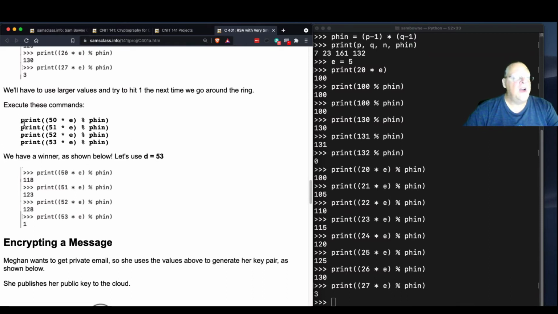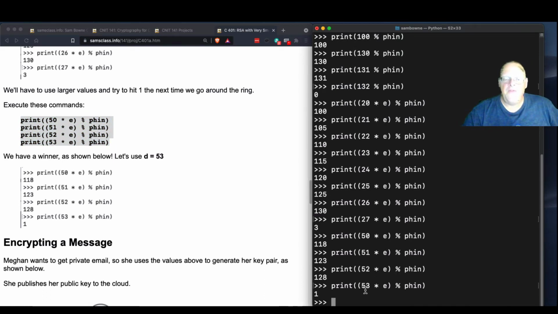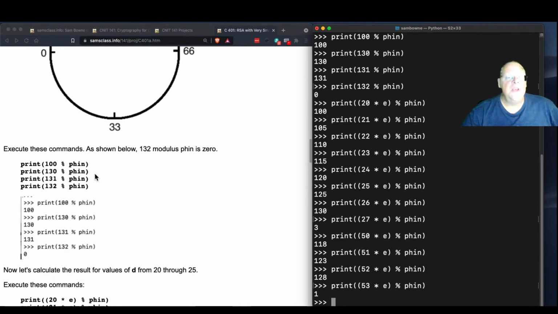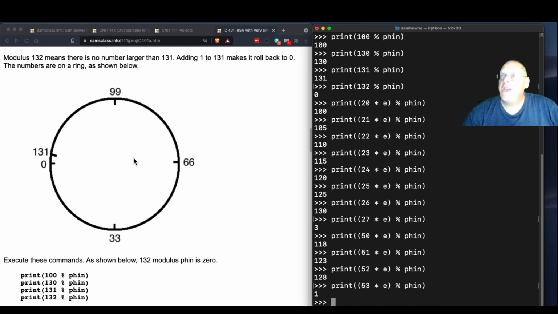You can't find it in the 20, but if you go to doubling that, up to numbers that have made 2 complete trips around the thing, you now find 53 times E. So understand what's going on here. These numbers are going to be used to encrypt letters of a message. You're going to encrypt them by multiplying them by E, so they will wrap around. Then you're going to decrypt them by multiplying that further by D.